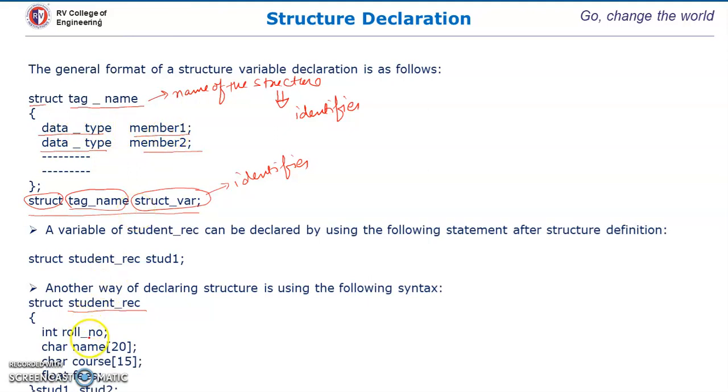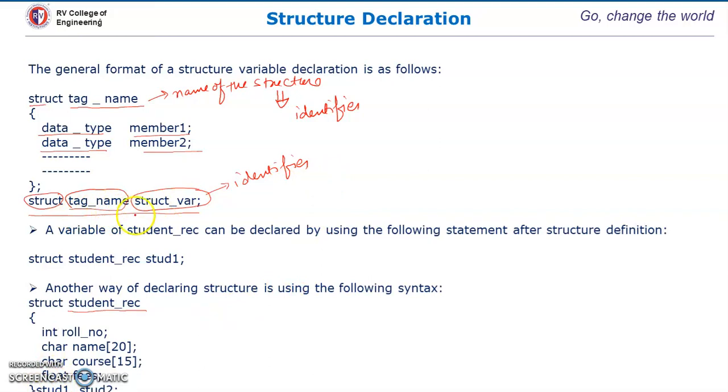So roll number is of integer type, so the data type will be int, and member1 name will be roll number. And then the next data type is char, and the name is a character array. Because a student record will have the roll number of the student, his name, his course, and his fees. So roll number is of integer type, name will be a character array, course again will be a character array, and fees will be float. Okay, and we close the curly braces.